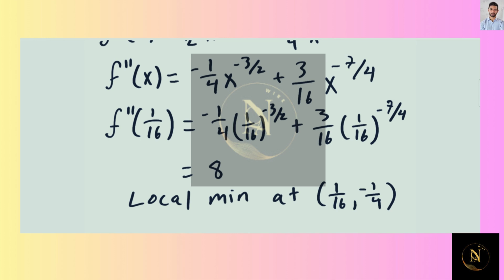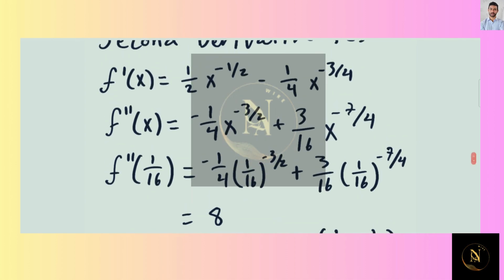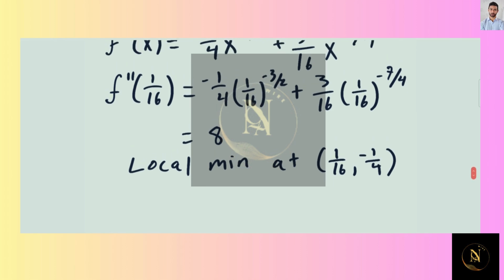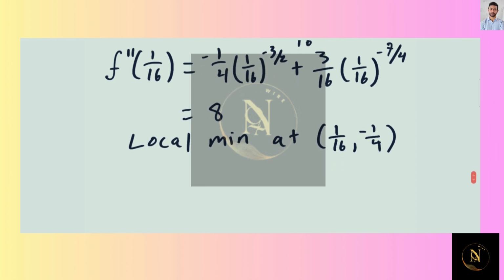In this case, I preferred using the first derivative test since the second derivative was a little harder to find since we had some weird numbers here. So I preferred using the first derivative test, but both work and both are great ways to figure out if you have a maximum or minimum value.